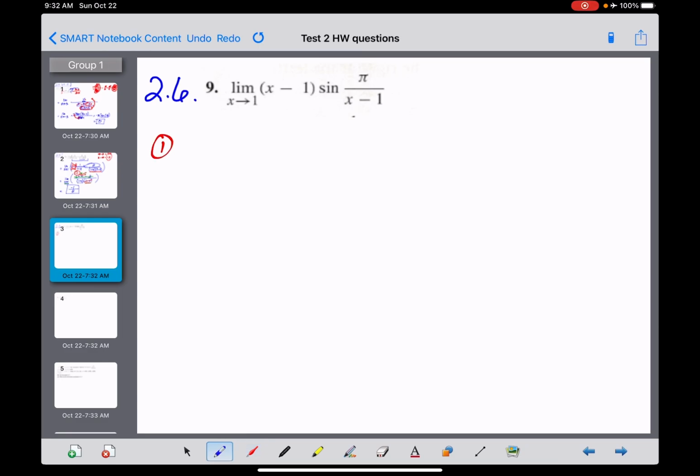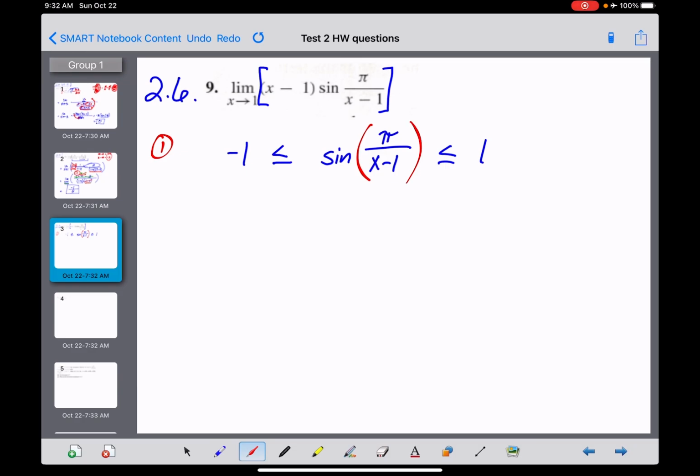The first step is to take the trigonometric portion of the function you're taking the limit of, and make that bounded. So the trig portion is always going to be sine or cosine in a squeeze theorem problem, and it needs to include the angle as well, which in this case is pi over x minus 1. And sine of any angle is always going to be bounded in between -1 on the lower end and +1 on the upper end. So it doesn't really matter what this angle is here, guys.